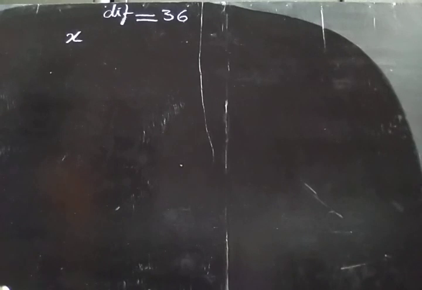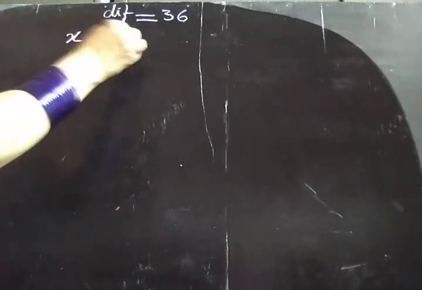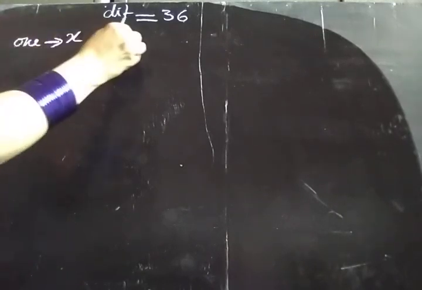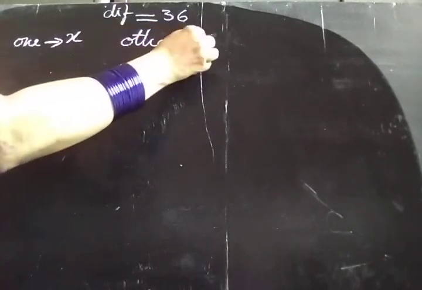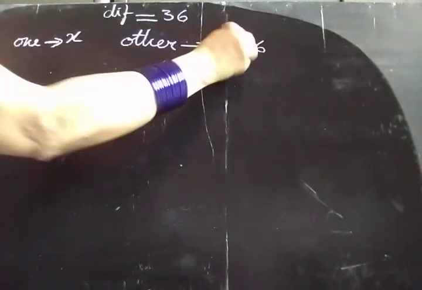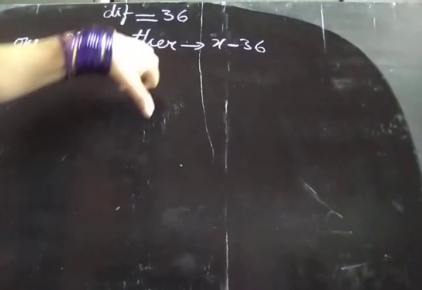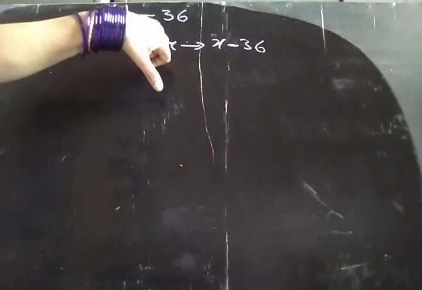Let the difference between two positive integers is 36, means let one number be x. Two numbers are there. The difference of the two numbers is 36. One number be x. What is the other number? x minus 36. Difference is 36 only. So one number is x, the other number becomes x minus 36. Why? Because the difference is 36.